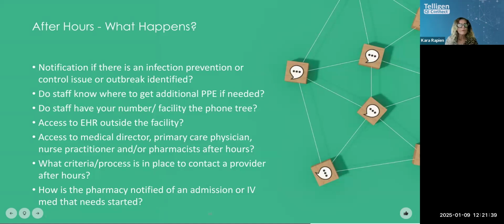Be proactive, plan ahead, and think about those things that could happen or that need to be addressed when you are not there, and help ensure that you have a strong system in place to communicate that to your staff, the other managers, and to leadership. Next slide, please.